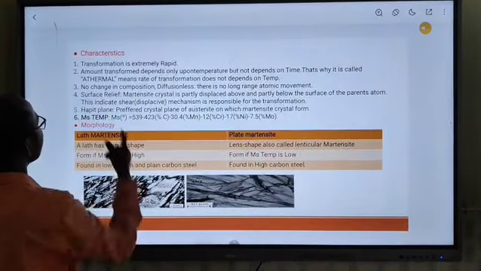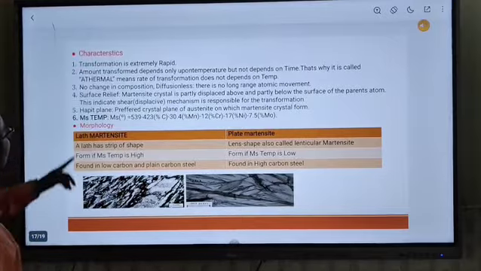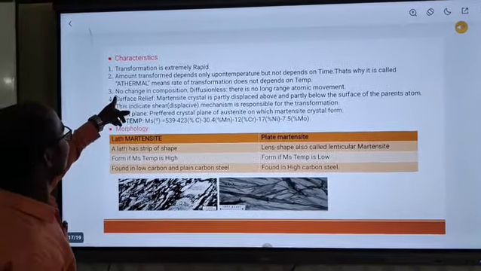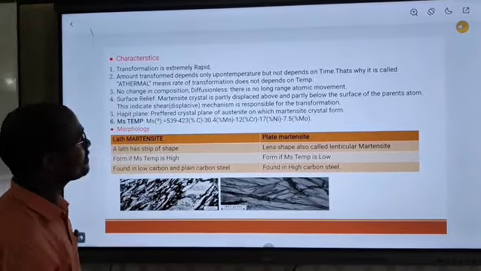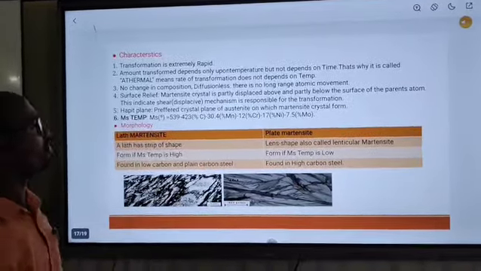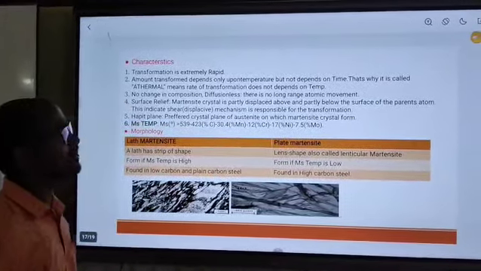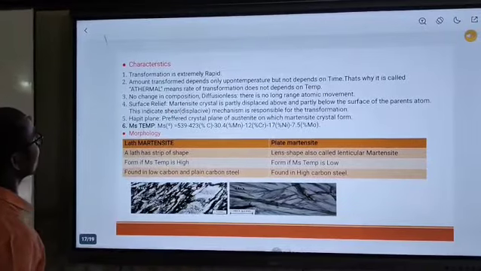So in this Martensite transformation, it is a diffusionless process. There is no long-range atomic movement. There is no long-range atomic movement.